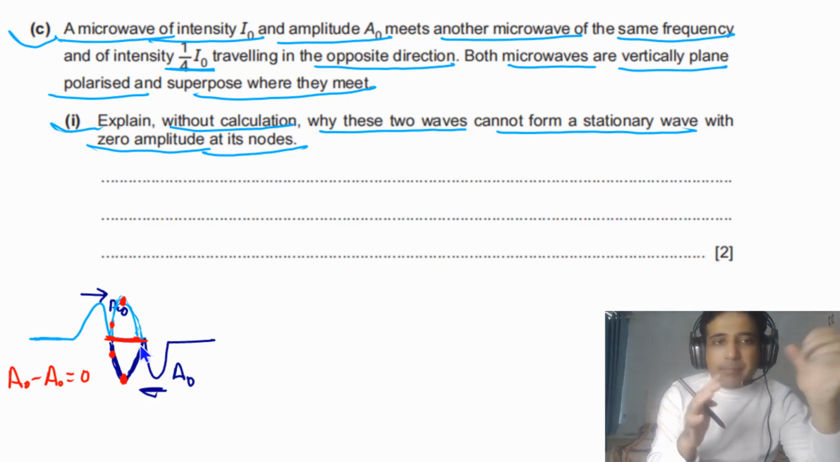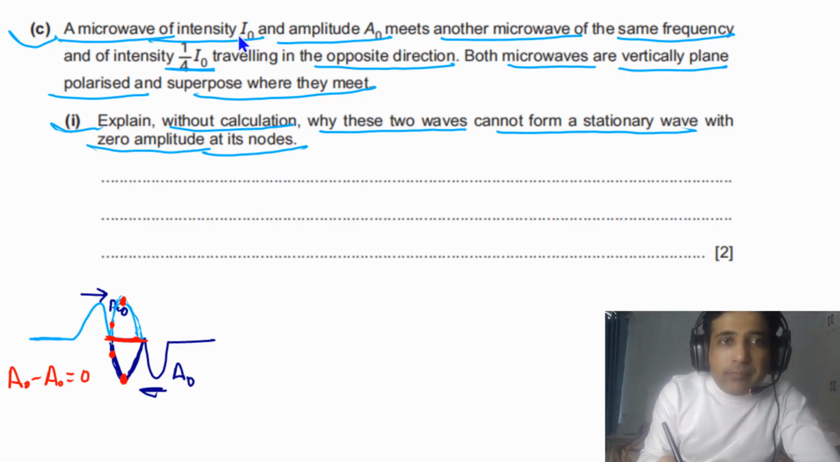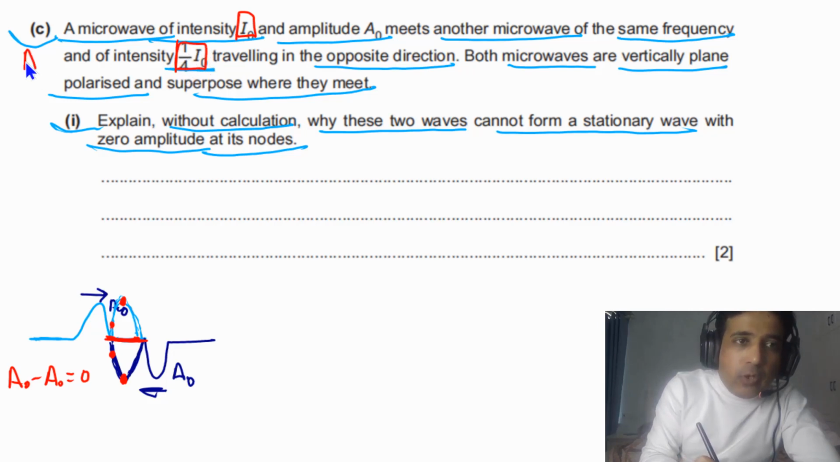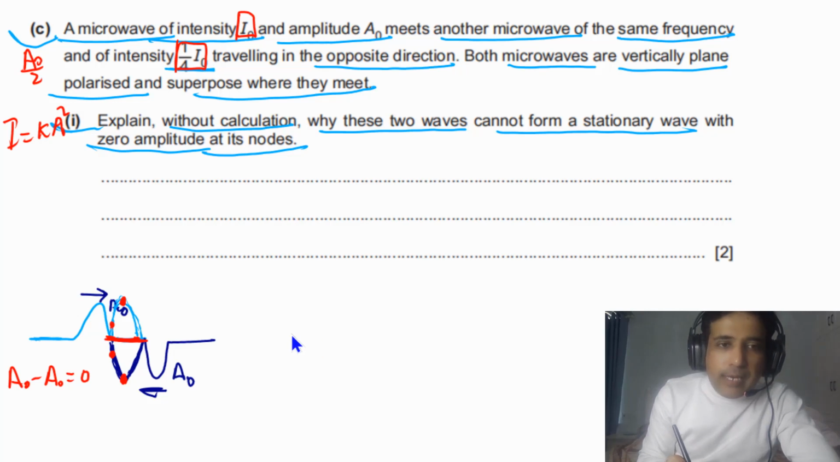But in this case, the amplitude of the waves is different because the intensity is different. Actually, the amplitude of this wave will be equal to A naught by 2 because its intensity is 1/4 I naught, and intensity is equal to K times A square. So if this one is I naught by 4, this has to be A naught by 2. So in this case, we have one wave. Again, we can draw. We have one wave here.